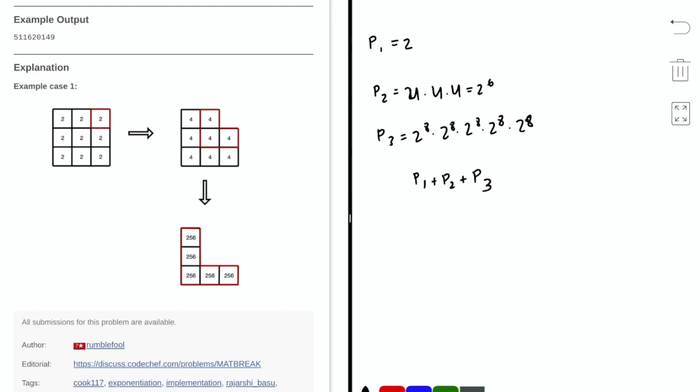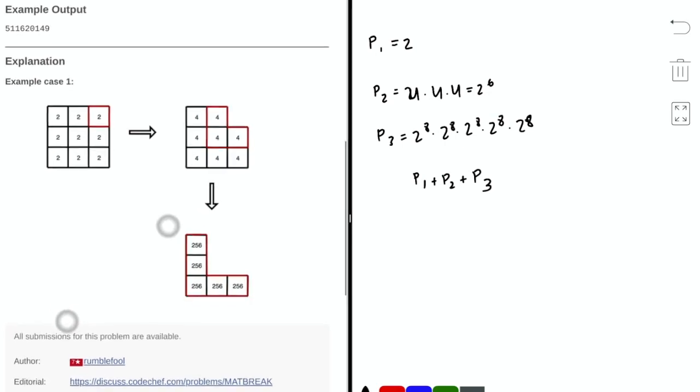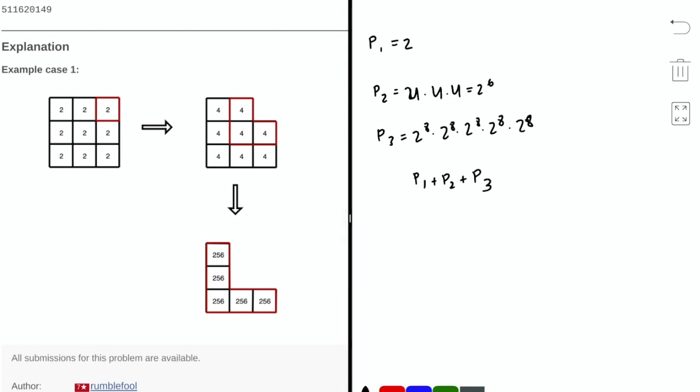Okay, now we need to find a way to calculate each P of I. So we notice that each P of I is essentially the current value in the matrix to the power of 2 times I minus 1. So again, the number of elements we're removing increases by 2 every time, and it's odd. So that's why it's to the power of 2 times I minus 1. And we notice that the base of this exponent is the current value in the matrix, because we keep on multiplying what the current value in the matrix is 2 times I minus 1 times.